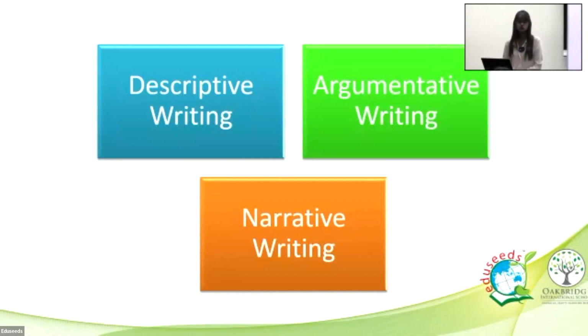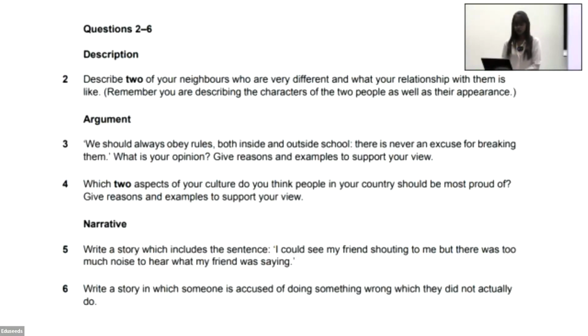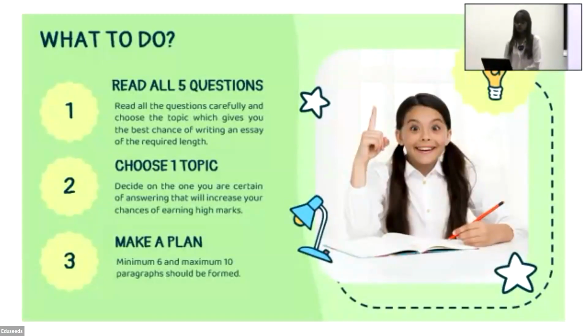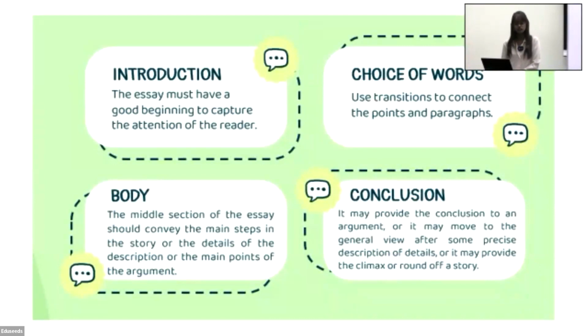So this is how your question will look in your IG paper for composition. Next slide, please. Okay, this is how it will look. You see there's one descriptive question, two argumentative questions, followed by two more narrative questions. So what do you need to do? You need to read all five questions, choose one topic, and make a plan of what you're going to write. You must have an introduction, your choice of words must be clear, and you must have body paragraphs and a conclusion.